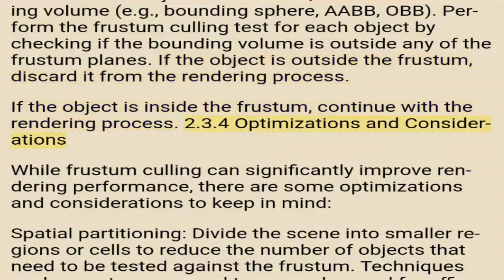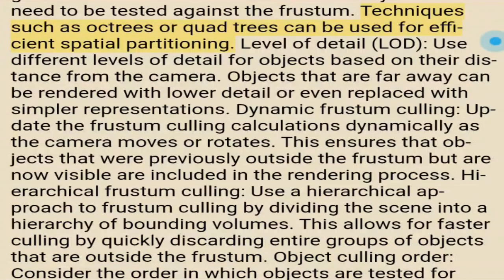2.3.4 Optimizations and considerations. While frustum culling can significantly improve rendering performance, there are some optimizations and considerations to keep in mind. Spatial partitioning. Divide the scene into smaller regions or cells to reduce the number of objects that need to be tested against the frustum. Techniques such as octrees or quadtrees can be used for efficient spatial partitioning. Level of detail (LOD). Use different levels of detail for objects based on their distance from the camera. Objects that are far away can be rendered with lower detail or even replaced with simpler representations.